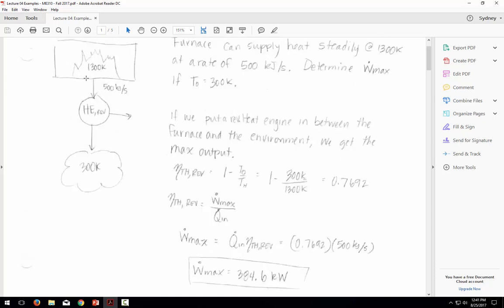Okay, so again, this exergy is calculated using the temperature of the furnace and how much heat it can supply, and then the known temperature of the environment. So if we were to put a heat engine in between those 2 points, that is how we determine the max amount of available power we can get from that particular furnace.